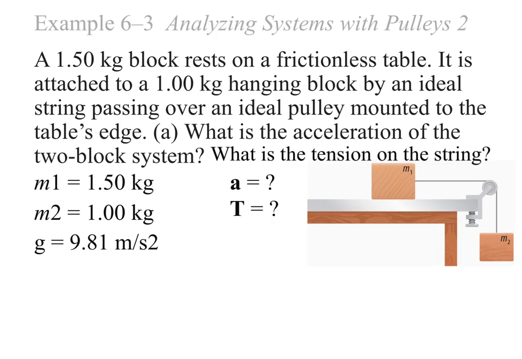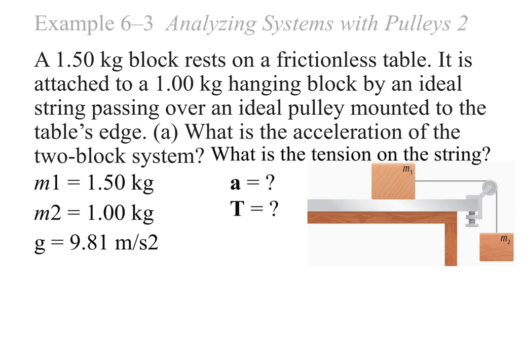This is analyzing a system with pulleys again, but this one is a little bit different. It says we have a 1.5 kilogram block resting on a frictionless table. It's attached to a 1 kilogram hanging block by an ideal string passing over an ideal pulley. It's mounted to the table's edge. What is the acceleration of the two block system? What is the tension on the string?